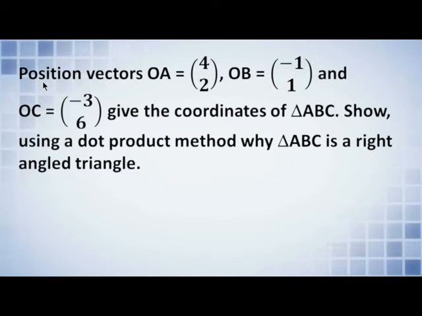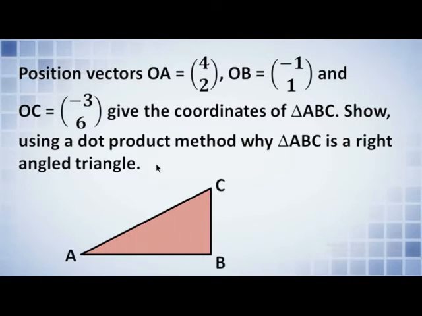Next, about position vectors. Let the position vectors OA (4, 2), OB (negative 1, 1), and OC (negative 3, 6) give the coordinates of triangle ABC. Show using a dot product method why triangle ABC is a right angled triangle. So we need to prove that triangle ABC is a right angled triangle. How to prove it?